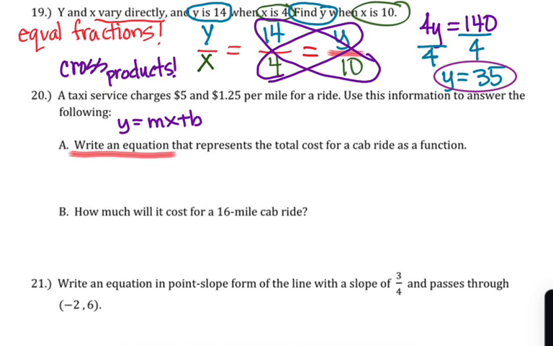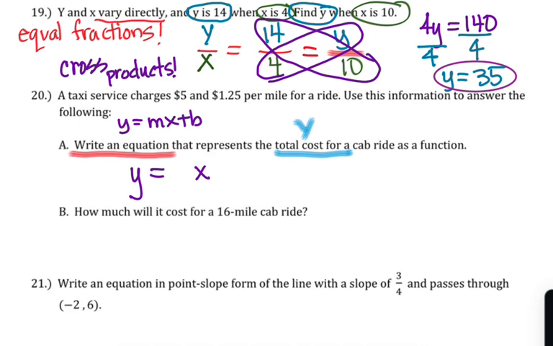Number 20, we are going to write an equation. An equation is y equals mx plus b that represents the total cost of a cab ride as a function. We know cost is always y. Right? Cost is always the y value, always y. So that's why we can say y equals, because we want to know the cost. So y equals something, the slope, or something per every x value.